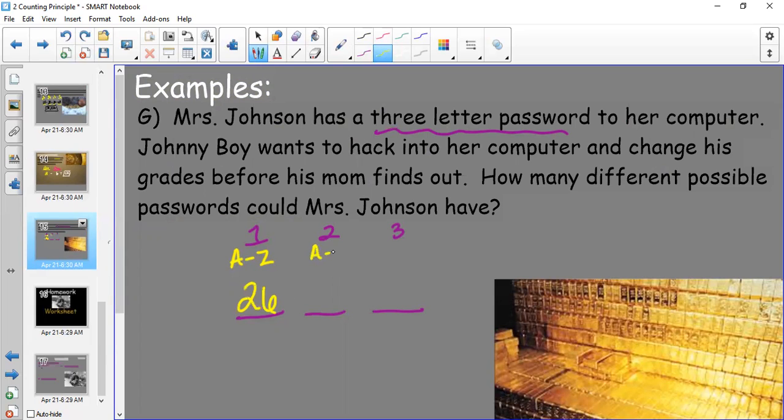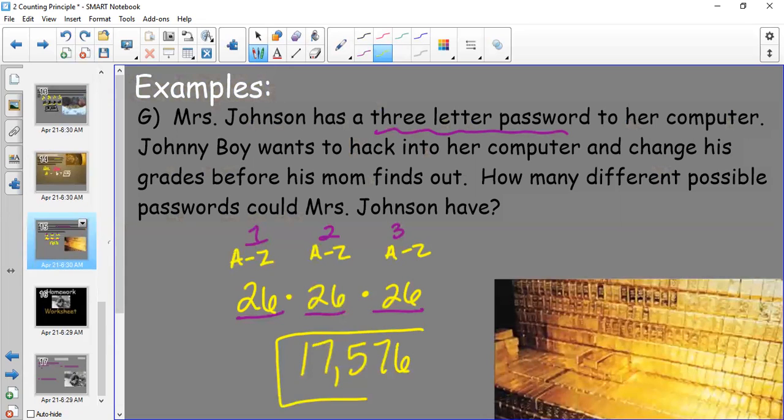And the second letter could also be A through Z, so 26 options there, same as the third. Counting principle says, multiply those together. I'm going to use my calculator here. 26 times 26 times 26, or 26 to the 3rd power. That answer is 17,576 different options.